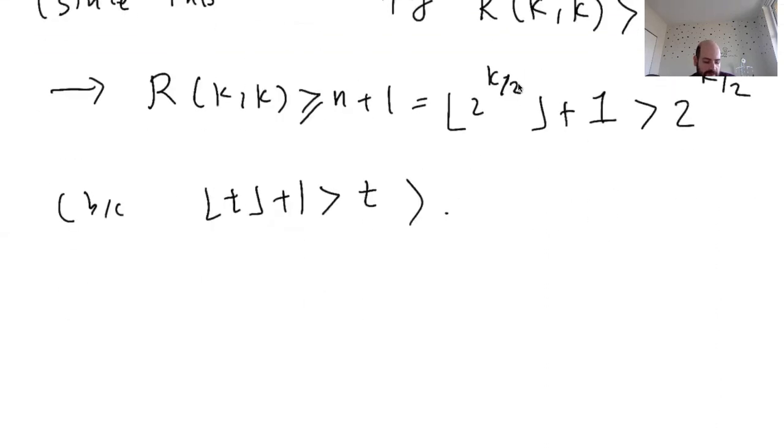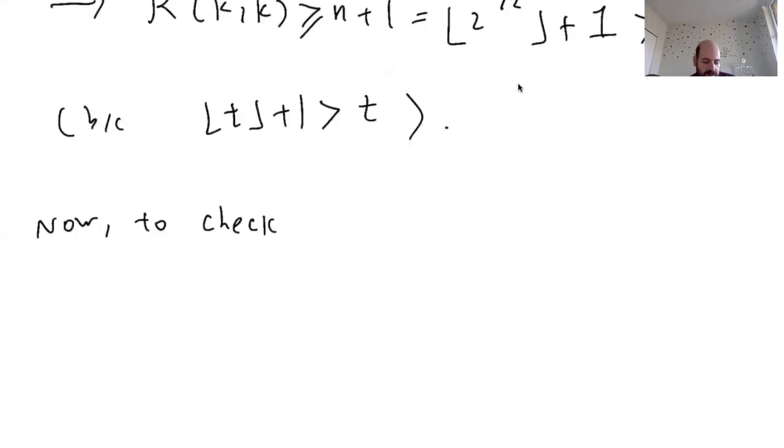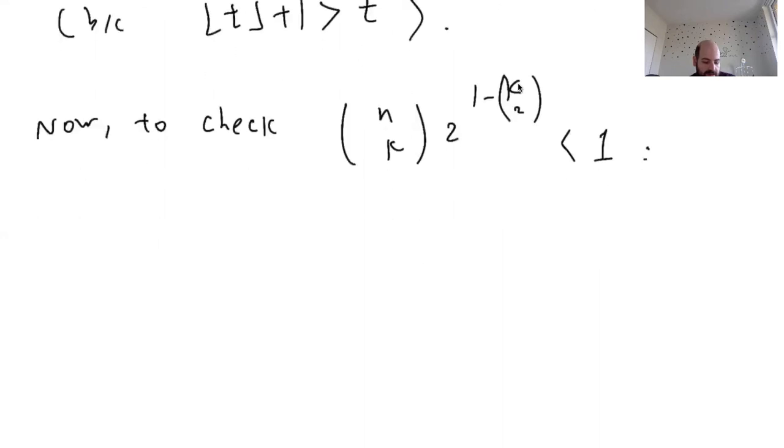Okay, so now to check. So what's left is, once we check this, we are done. It just remains to check this. Now to check n choose k times 2 to the power 1 minus k choose 2 is less than 1. How can we check this? So n choose k times 2 to the power 1 minus k choose 2.